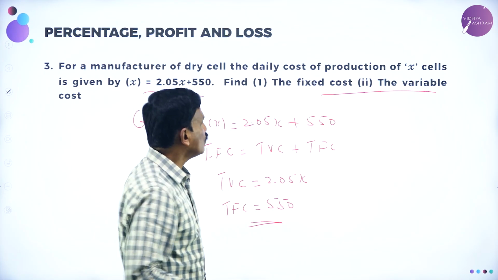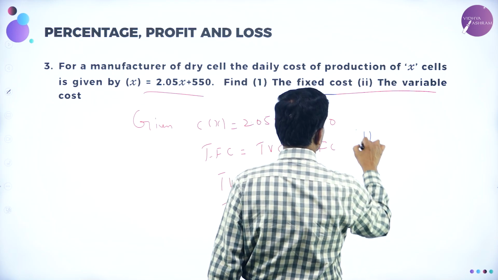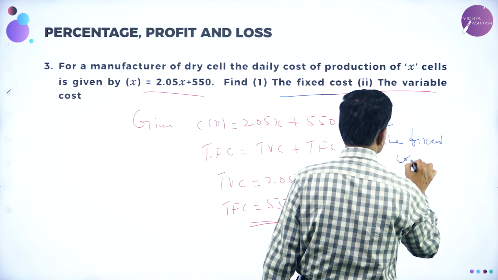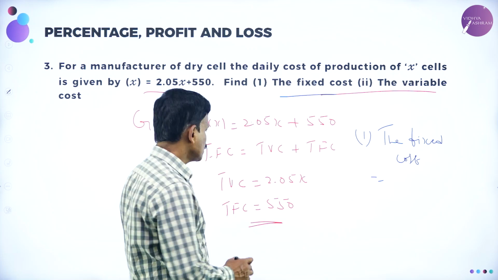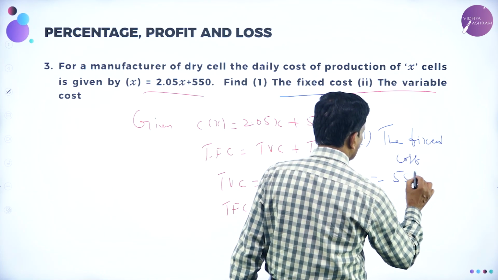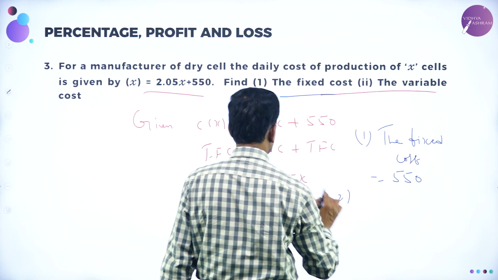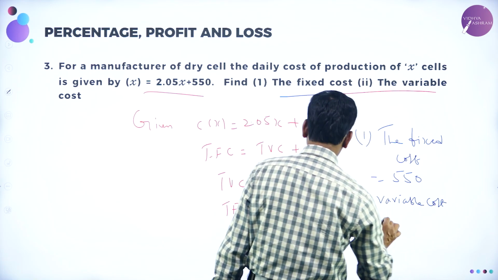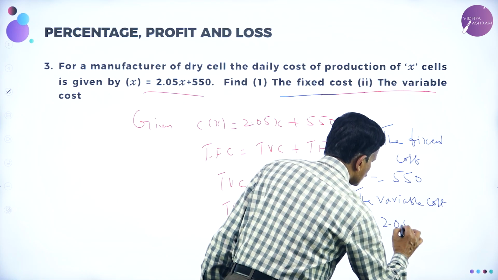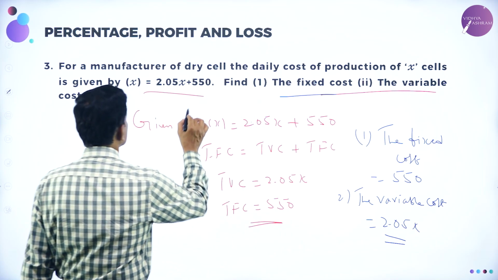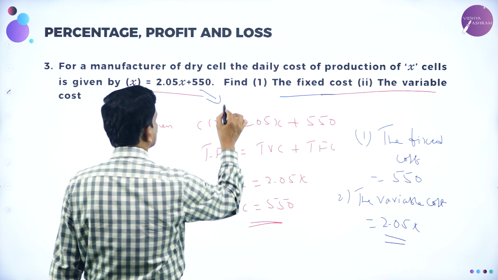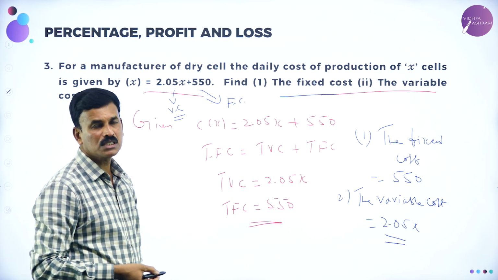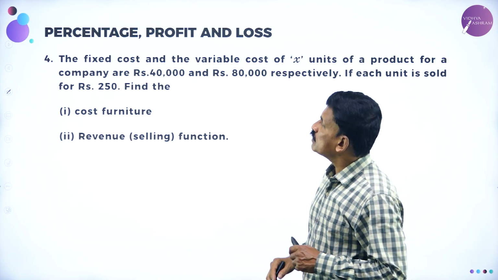So, therefore, now what is the total fixed cost and the total variable cost? The fixed cost is equal to 550. And the second one, the total variable cost, is nothing but the second part, that is 2.05x, that is it. So, this is the total fixed cost, this is the variable cost, that is it. This is how we are going to solve this problem. Let us move on to the next problem.